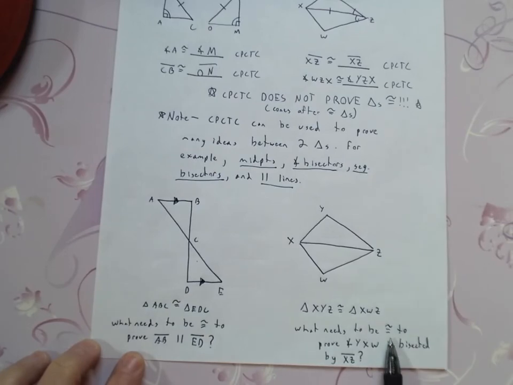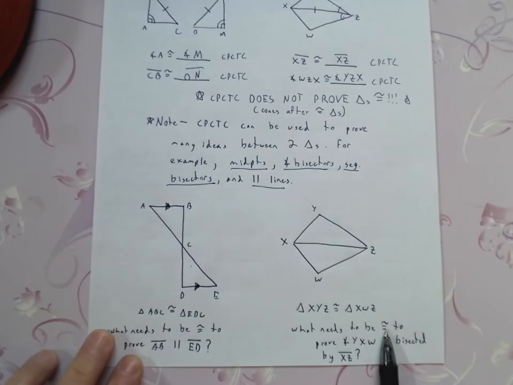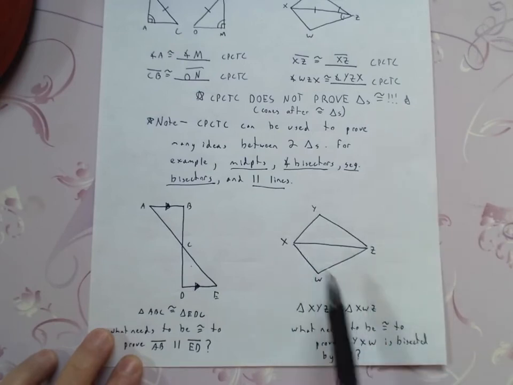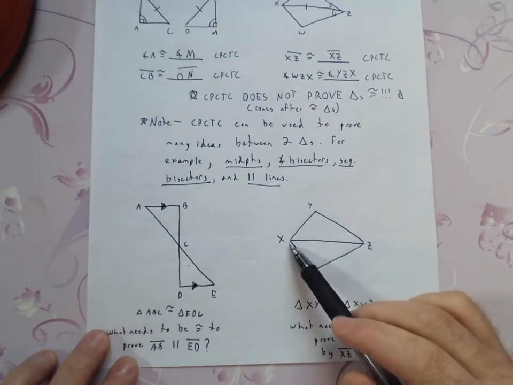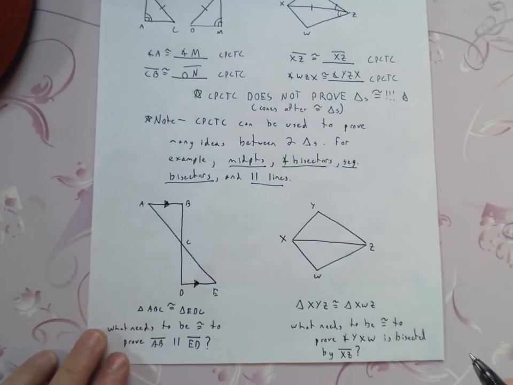Same thing over here. I want to know what needs to be congruent in order to prove that angle YXW is bisected by XZ. I kind of talked about that a moment ago. So who needs to be congruent to prove that this giant angle was cut in half? Pause your video now. Try that.